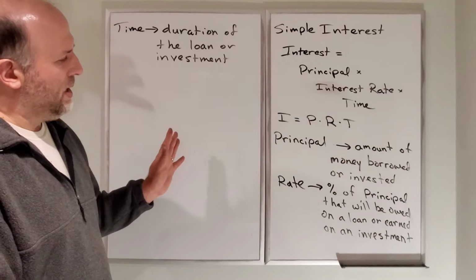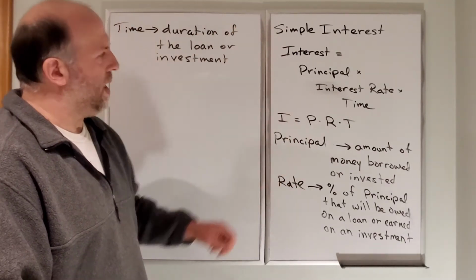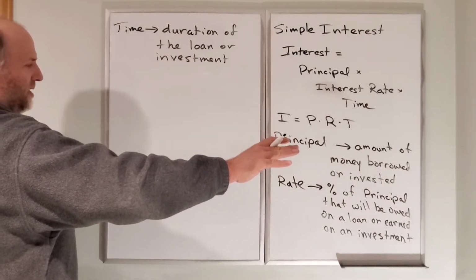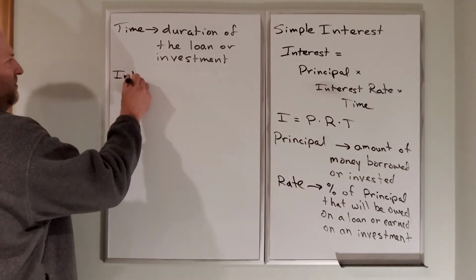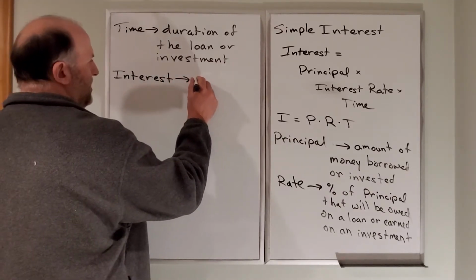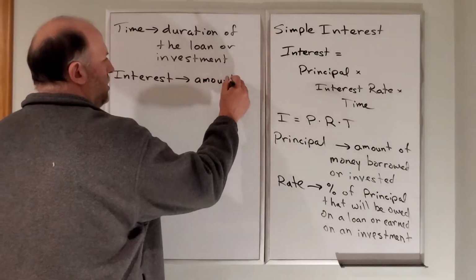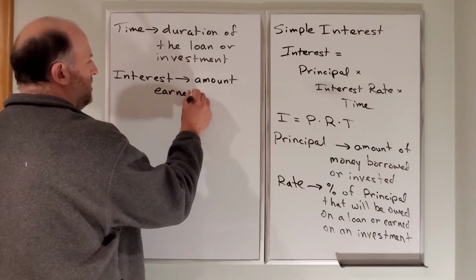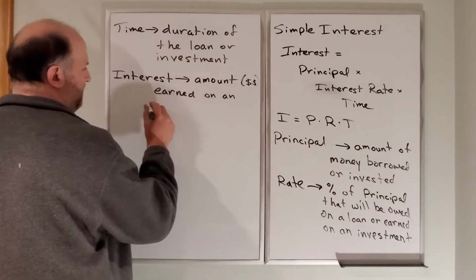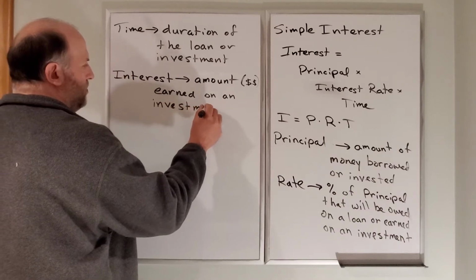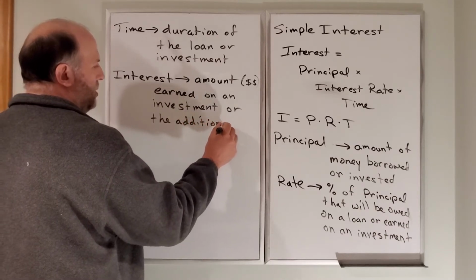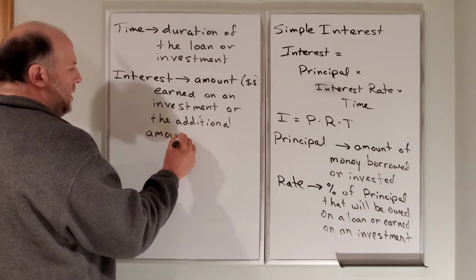We'll see. Okay, in the end, after you take the principal, you apply the interest rate to it and multiply it by the duration at which you hold the loan or investment. You get a certain amount of interest. Okay, what is the interest? The interest is the amount earned. When I say amount, I really mean monetary amount. The amount earned on an investment or the additional amount owed on a loan.